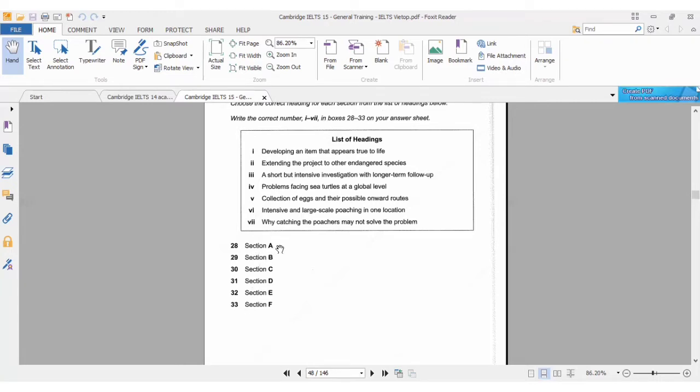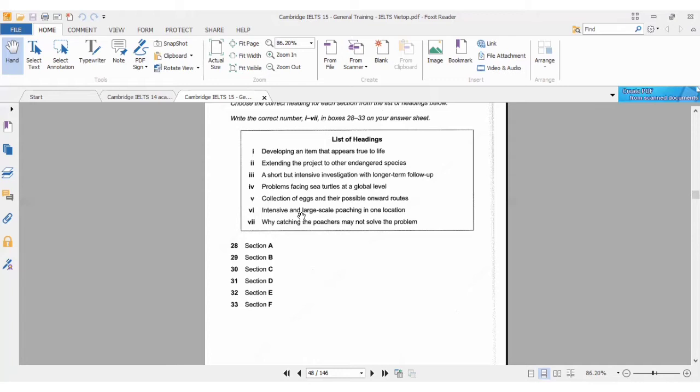We have section A, section B, section C, section D, section E, and section F. So this is 6. We are looking for the answer to 6 questions. But how many things do we have in the box? We have 7, right? So that means that we have an additional heading that we do not need. And that's the way it works. You would always have one more heading that you do not need, okay?